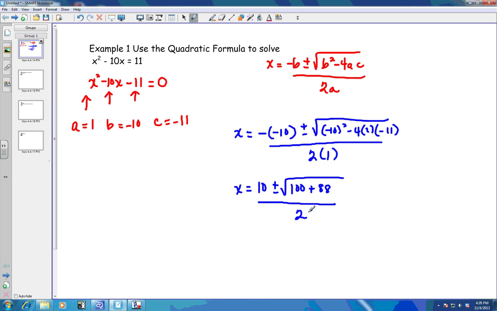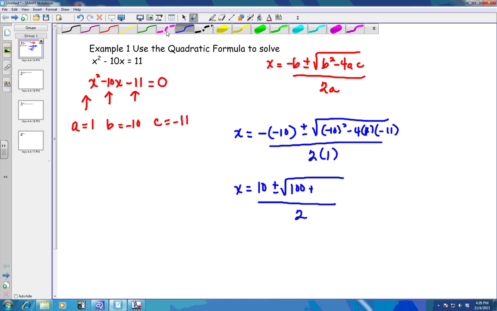Okay. So now I'm seeing if I messed up somewhere. Oh, I thought that was a 2. That's a 1 right there. I knew that didn't look right. So instead of 4 times 2 times 11, that's going to be 44. Sorry.